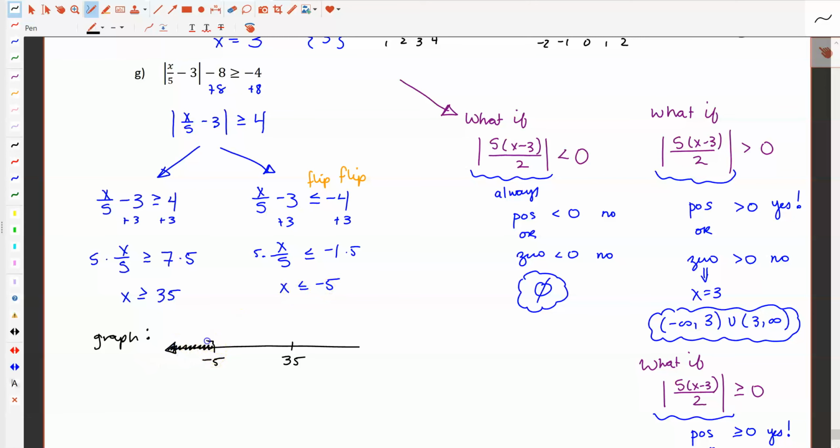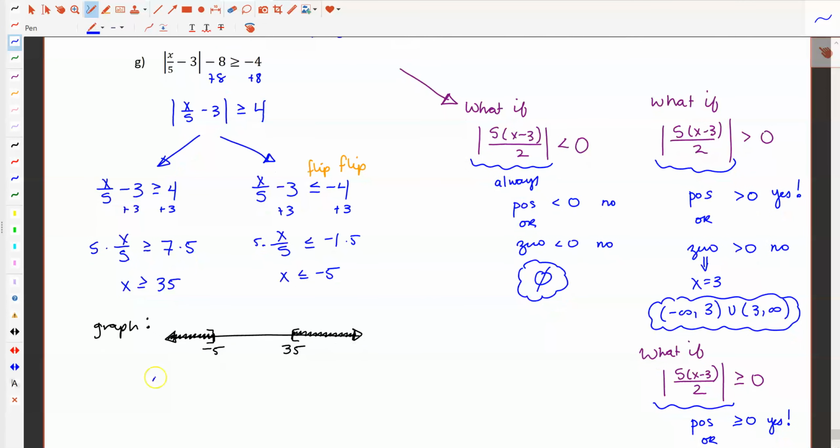At -5, I'll put a bracket. All the stuff that is greater than or equal to 35, well, here's the stuff that's greater than 35. It's going to be to the right. At 35, I put a bracket. And then my solution in interval notation is from -infinity up to -5, bracket, union, bracket, 35 to +infinity.